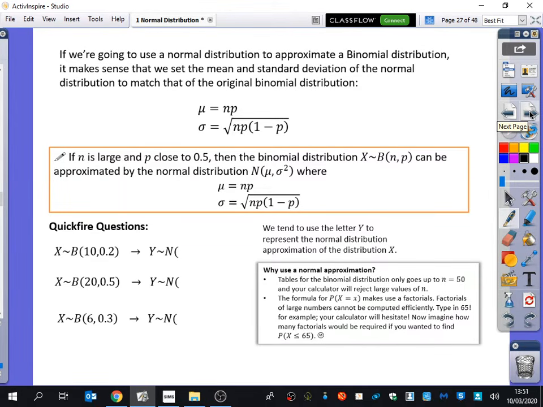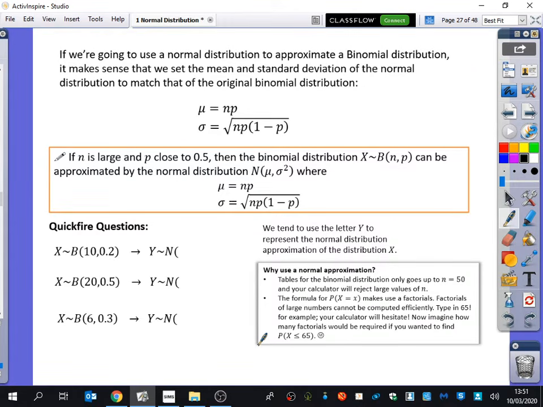So the reason that we tend to use a normal approximation, I'll come back to this bit at the top in a second. The reason that we tend to use a normal approximation if we have this is because the tables for the binomial distribution only go up to n equals 50, so not a very large number. And your calculator will reject large values of n. So if you were to do the binomial distribution with like 1,500 as your value of n, your calculator is going to really struggle because there's a lot of computation in for that.